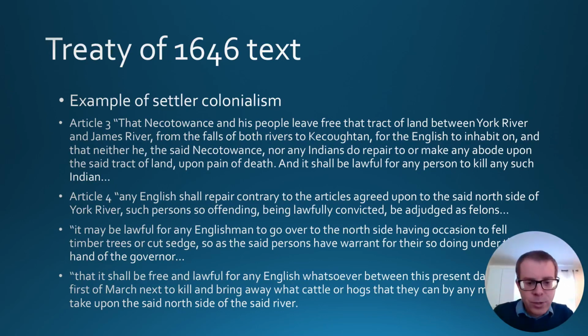And that, quote, neither he, the said Necotowance, nor any Indians do repair to or make any abode upon the said tract of land, upon pain of death, and it shall be lawful for any person to kill any such Indian. So what they're specifically saying is, this used to be your land, but this is now our land, and if you even come onto this land for any reason, it is now lawful for the English to kill you, effectively. And this is this sort of key aspect of settler colonialism.